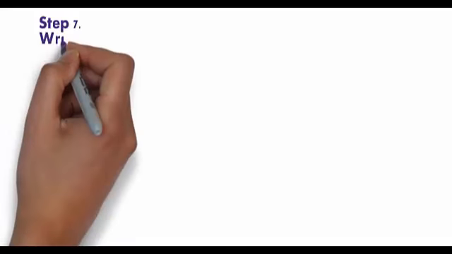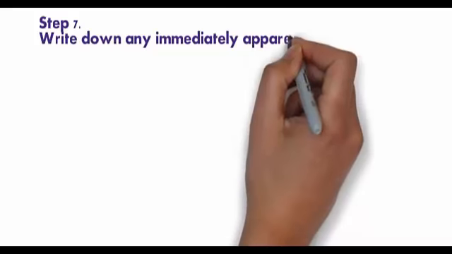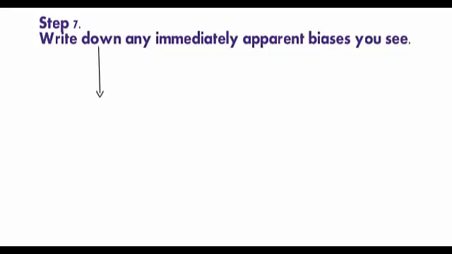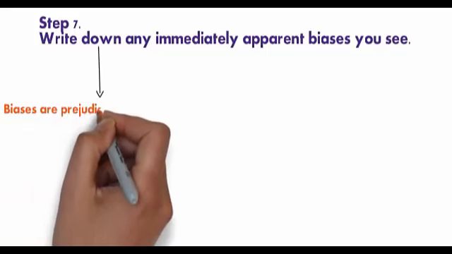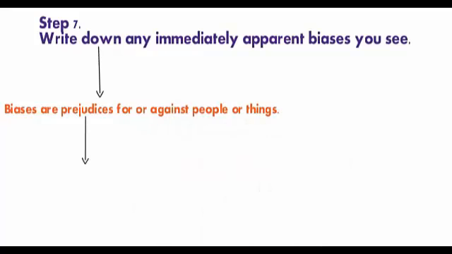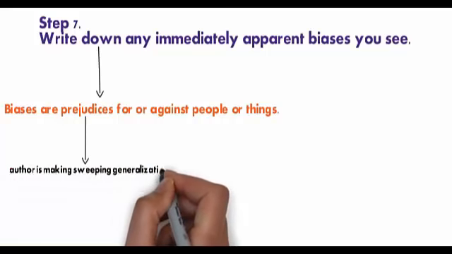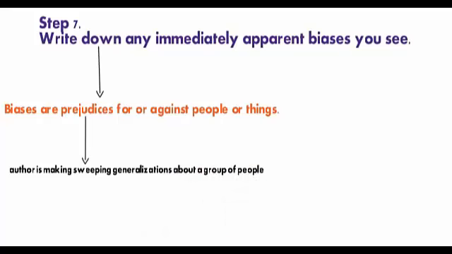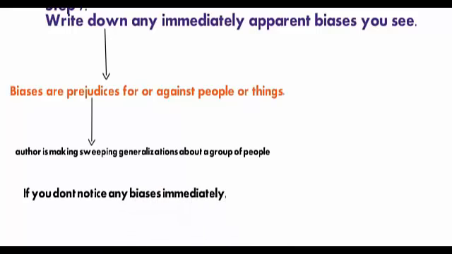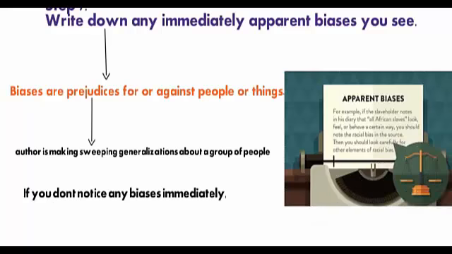Step 7. Write down any immediately apparent biases you see. Biases are prejudices for or against people or things. Every primary source has an element of bias to it. Literally no source ever created has no bias. If the author is making sweeping generalizations about a group of people, you should note that they appear to have a bias for or against this group. If you don't notice any biases immediately, move on. They may be tricky to find at first.